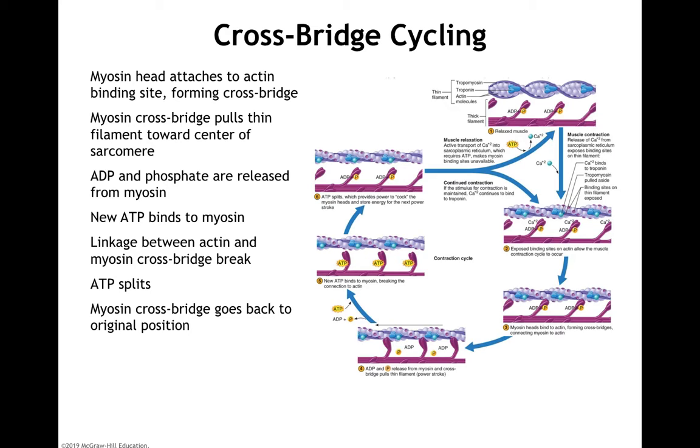And that is called cross-bridge cycling. So the myosin head attaches to the actin binding site, forming a cross-bridge. The myosin cross-bridge pulls the thin filament towards the center of the sarcomere. ADP and phosphate are released from the myosin. A new ATP binds to the myosin, and that breaks the linkage between actin and the myosin cross-bridge, breaking the cross-bridge. That leads to the splitting of ATP to ADP and phosphate, and putting the myosin back in its cocked original position.